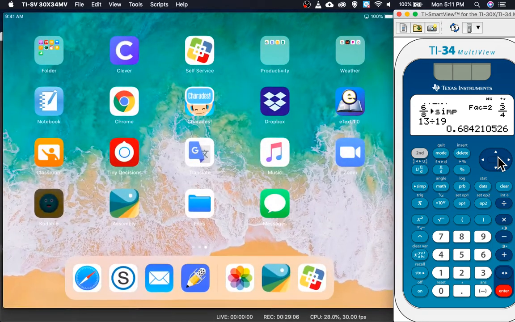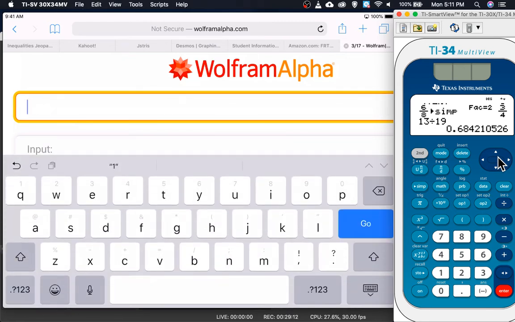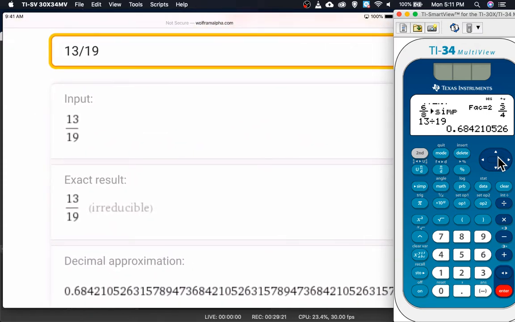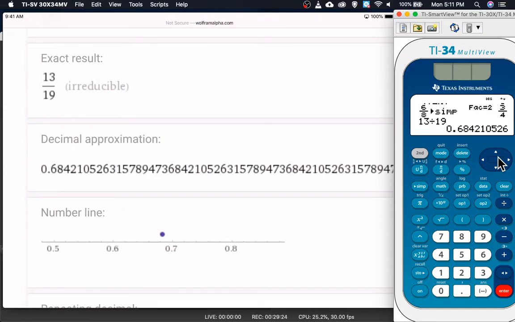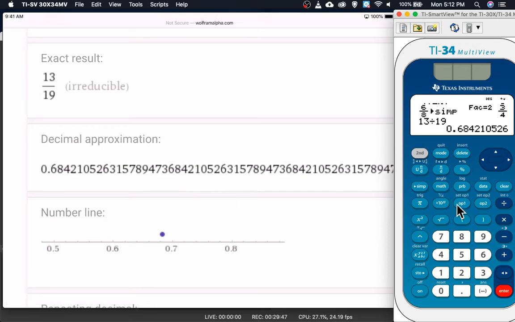If I go into Wolfram Alpha and I type in 13 divided by 19, go. It says it cannot be simplified. Here is the decimal expansion, and right here is where the pattern repeats. So 68421, 68421, 684. So it takes a while. 1, 2, 3, 4, 5, 6, 7, 8, 9, 10, 11, 12, 13, 14, 15, 16, 17, 18 digits it takes before it repeats, but it is a repeating pattern.